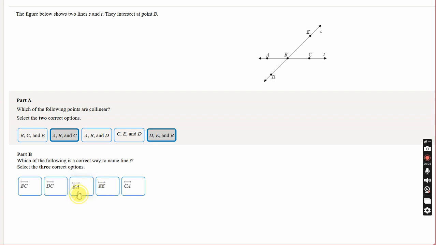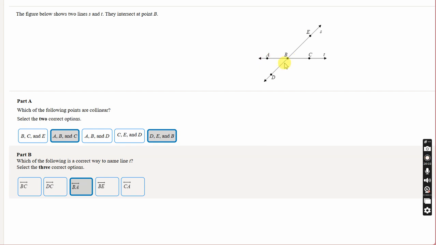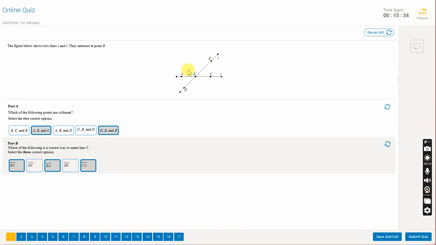So what is that? BA? Yes, because we have AB there, so it's BA. Then there is CA, yes. And the last one is BC. So these 3 points are on line T. There are points also on line D, and we took any 2 points and made a line. So BA, BC, and CA.